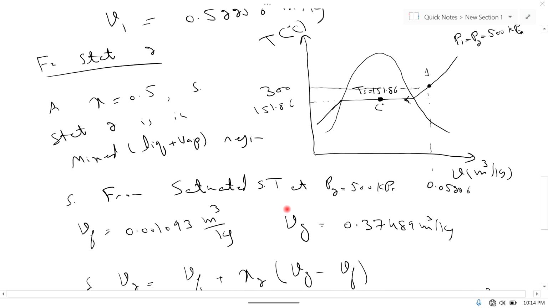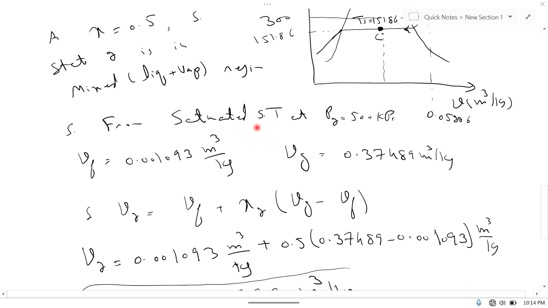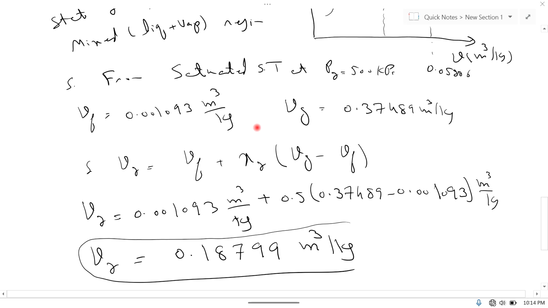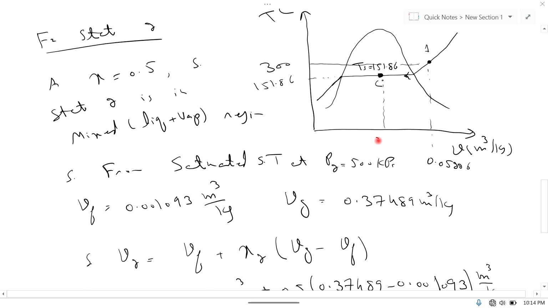And this is the TV diagram. This is V1, 0.52256, and this is V2, which is 0.18799 meter cube per kg, and this is the temperature difference, the initial saturation temperature, and this is the superheated temperature.